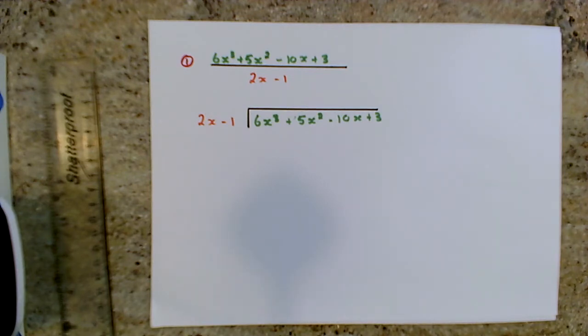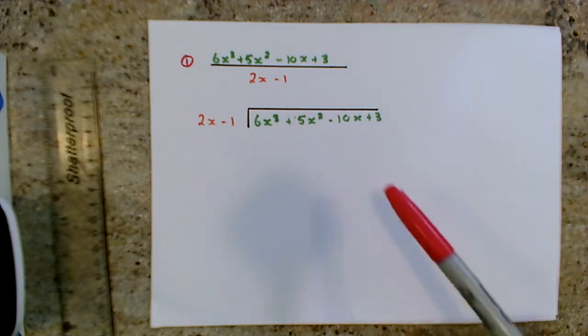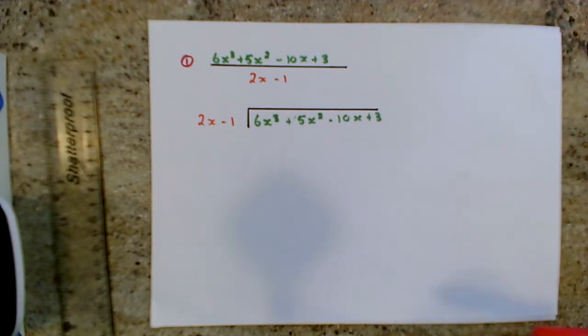And then our differences are obviously the fact that in this example we have variables. We also have powers with some of the variables, like 6x cubed plus 5x squared minus 10x to the power of 1 and so on. So that is a distinct difference.